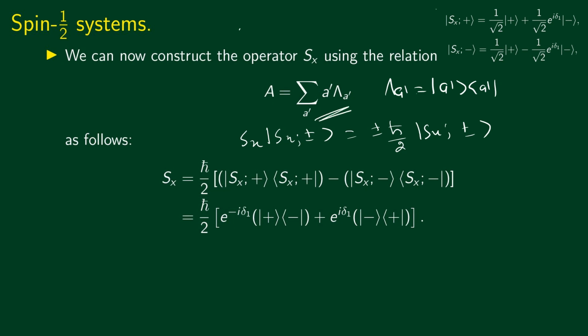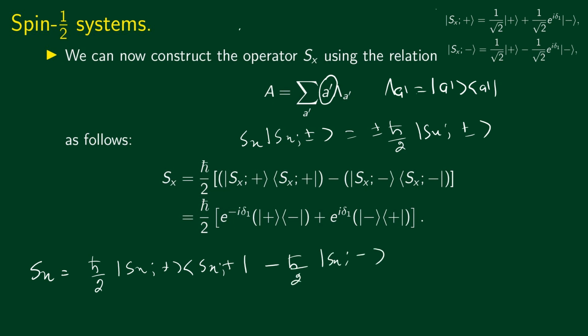So we use the same expression here. We can write Sx is equal to the sum over the eigenvalues. There are only two eigenvalues here. So we take the first eigenvalue, plus h bar by 2, and then the projection operator, ket Sx plus bra Sx plus. Then you take the next eigenvalue, minus h bar by 2, multiplied by ket Sx minus bra Sx minus. All right, so that's what we have here.